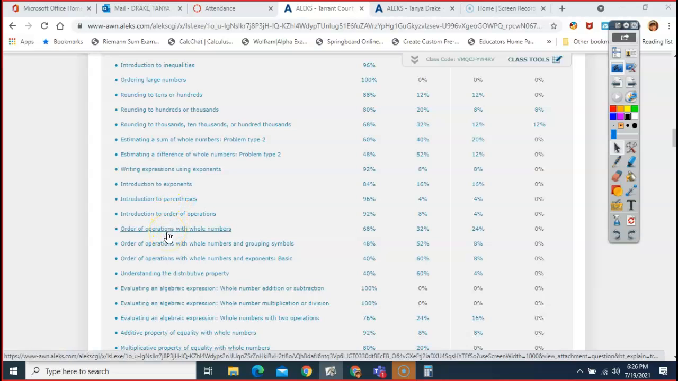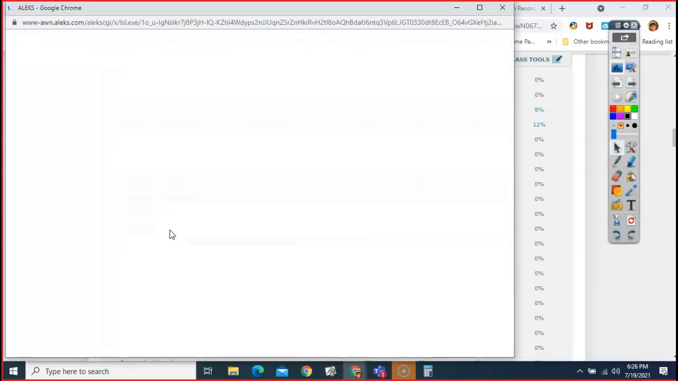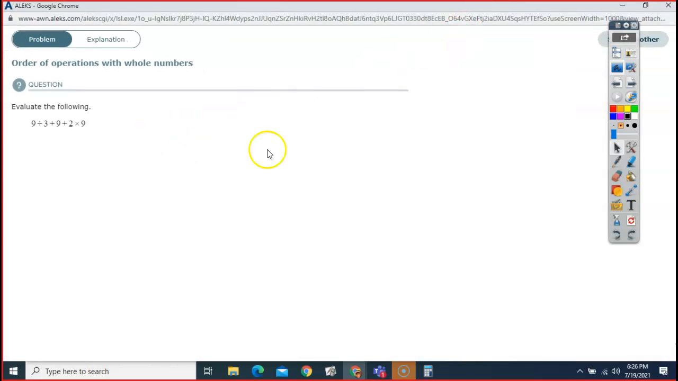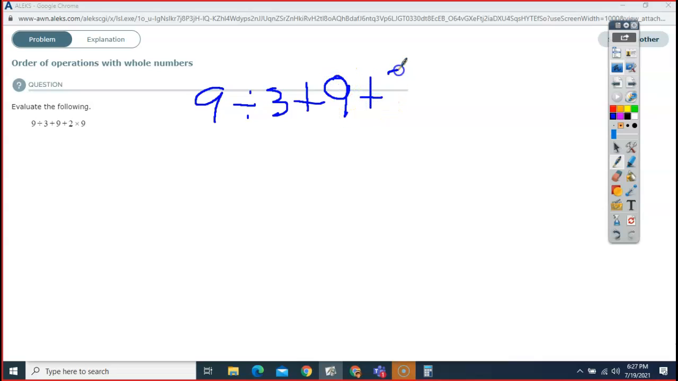But then when you get into regular order of operations with grouping symbols, let me see what this is going to bring up. Okay, here we go. So there's no symbols. Let me write it bigger. 9 divided by 3 plus 9 plus 2 times 9.